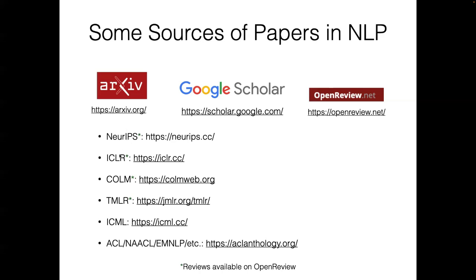NeurIPS, ICLR, and ICML are traditionally machine learning conferences. Given that NLP and language models are having such a large impact and so much interest in the community, nowadays a lot of relevant papers will be published at NeurIPS, ICLR, and ICML. And then there's a few others.